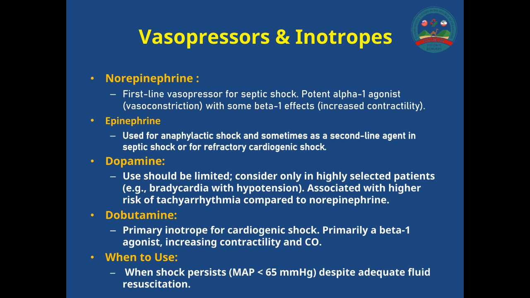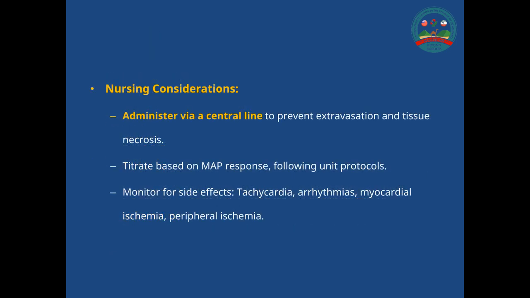Vasopressors and inotropes are used when shock continues and the mean arterial pressure remains below 65 millimeters of mercury despite adequate fluid resuscitation. When giving vasopressors or inotropes, nurses must pay close attention to safety. These medications should be administered through a central line to reduce the risk of extravasation and tissue injury.